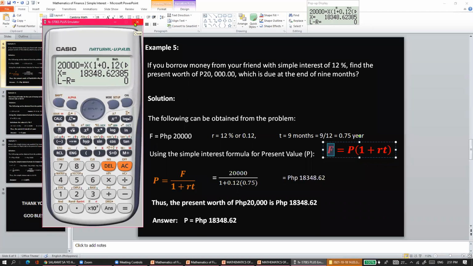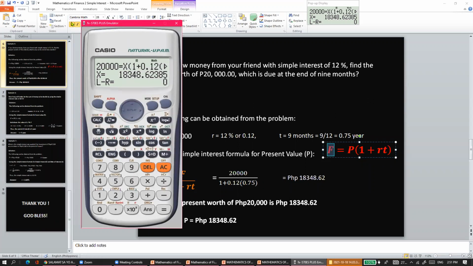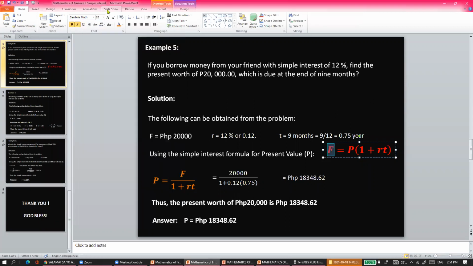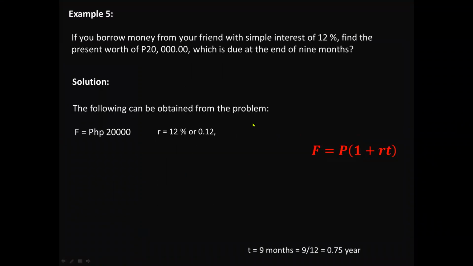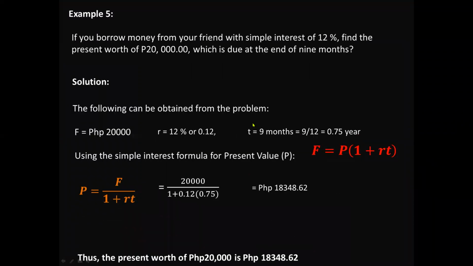Klaro ba mga anak yung explanation ko sa problem number 5? Klaro ba? Hello? Klaro ba yung explanation ni sir? Opo, sir. Okay, so let's proceed to another problem.